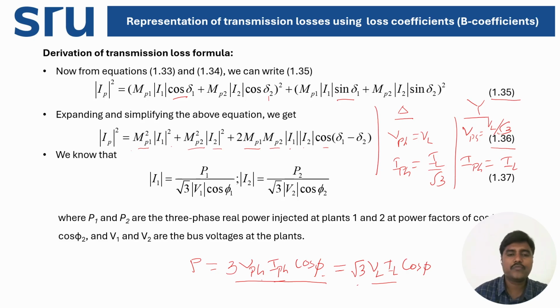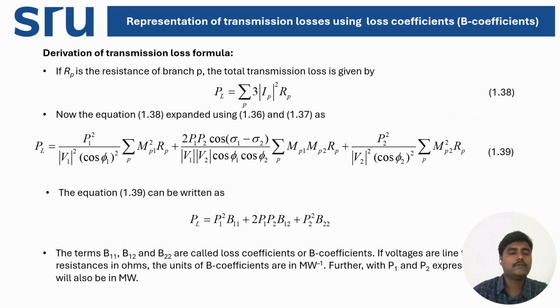By using this fundamental equation, we can express I1 as P1 by root 3 V1 cos phi 1, and I2 as P2 by root 3 V2 cos phi 2, where P1 and P2 are the three-phase real powers injected at plants 1 and 2 at power factors of cos phi 1 and cos phi 2. V1 and V2 are the bus voltages at plants 1 and 2. Now we can substitute these I1 and I2 equations in equation 1.3. Then you can get the equation for power transmission losses.